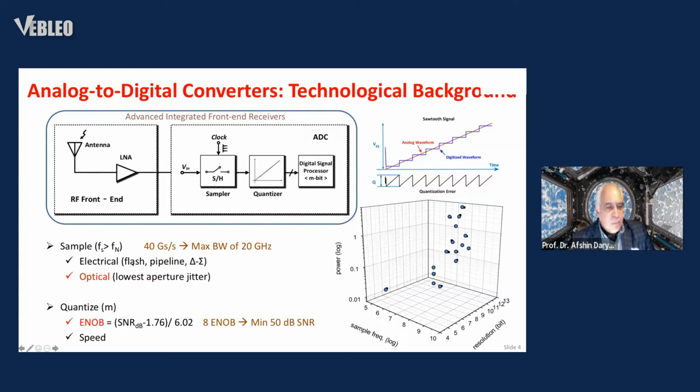The other electrical-based ADCs are based on the flash or pipeline. However, these electrical ADCs at the rate of 40 gigasamples per second, which is the minimum requirement for the 20 gigahertz of bandwidth, you are going to suffer the electrical aperture jitter, which is a problem in terms of the number of bits that you can have.